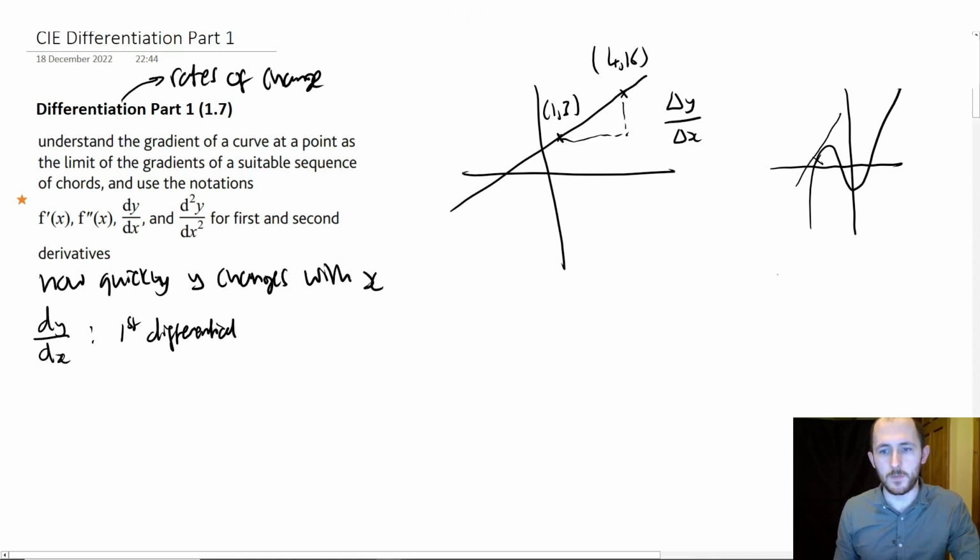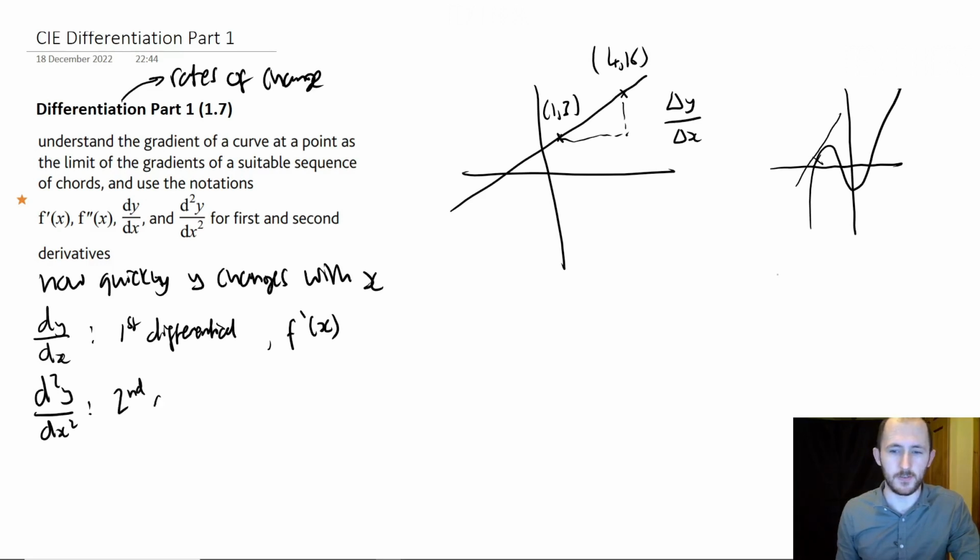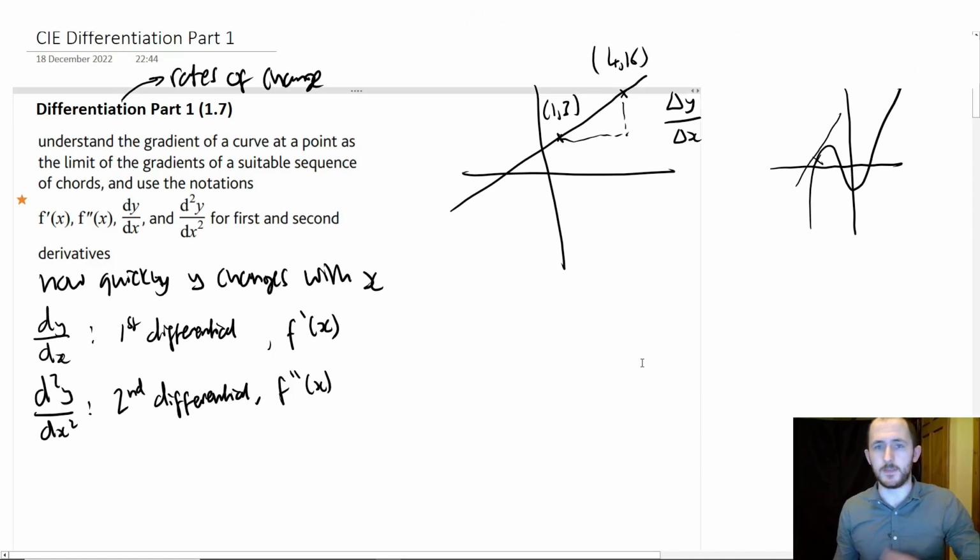However, this can also be represented by using an f with an apostrophe, an f prime. You also have d squared y by dx squared, which is the second order differential, is normally what we say, but we can just say second differential, which is represented by f with two apostrophes. They call this f prime and f double prime. And you can keep going, by the way. You can go to d cubed, d to the 4, d to the 5, whatever.